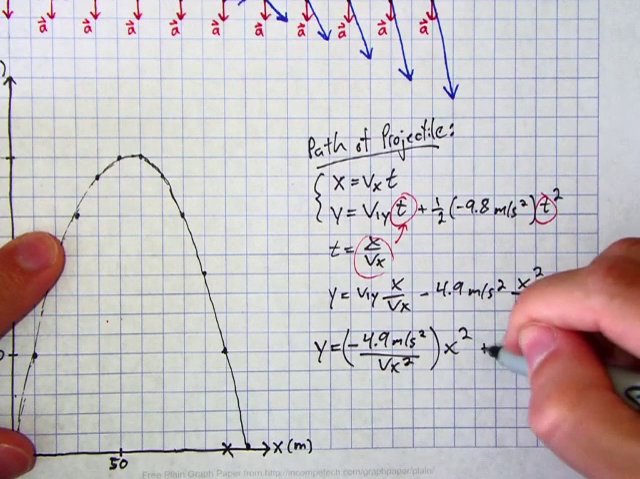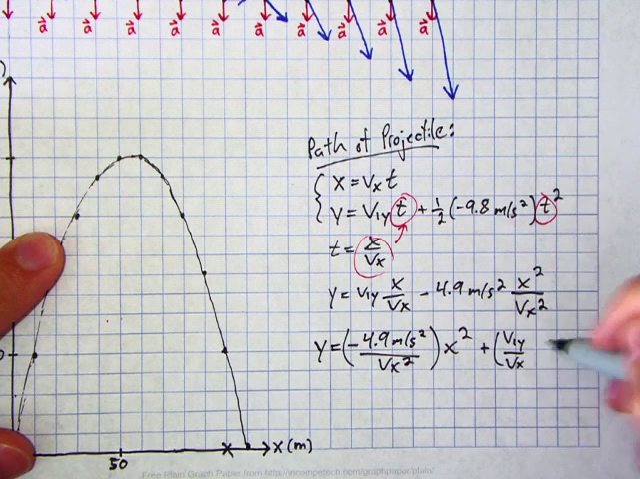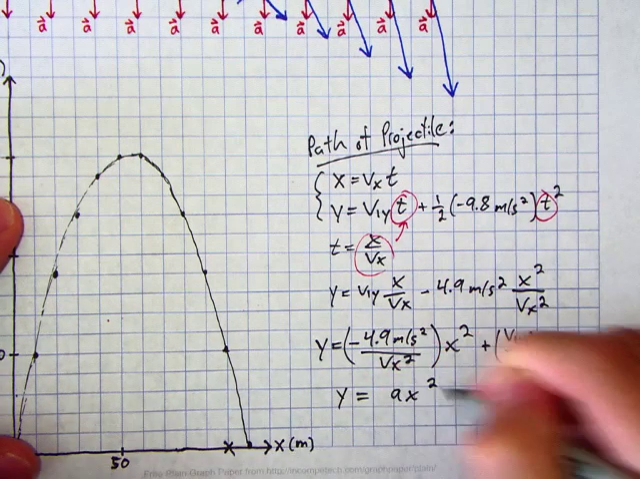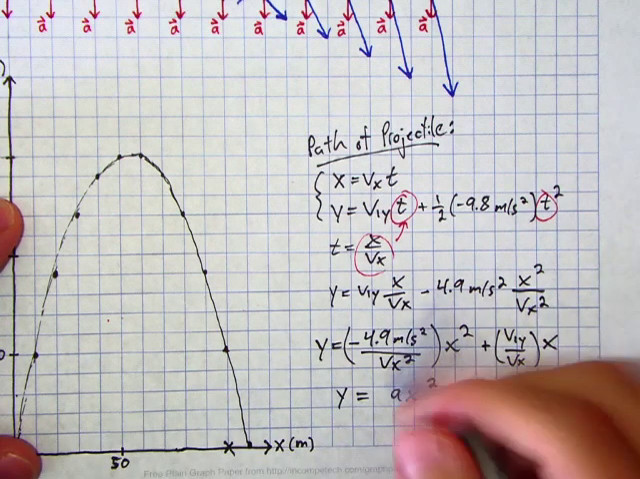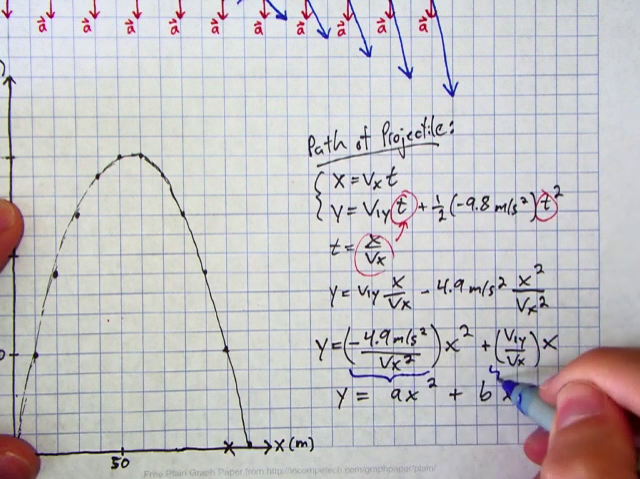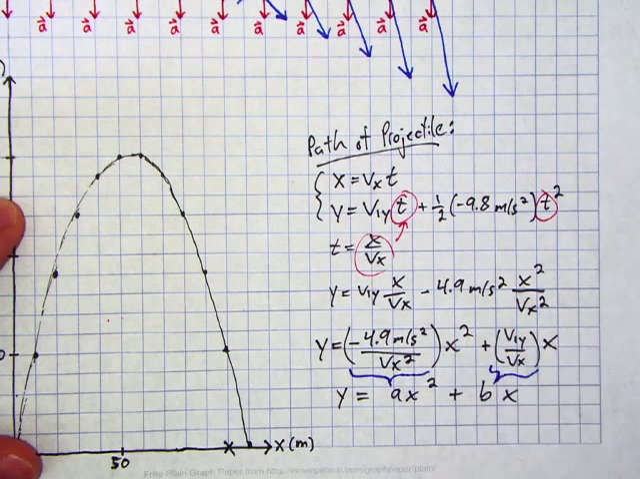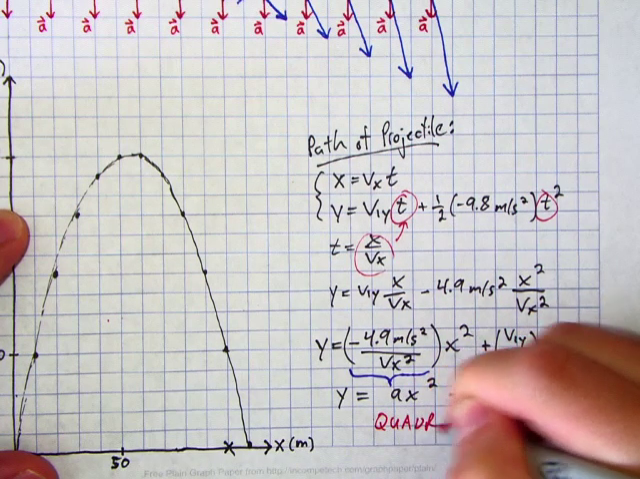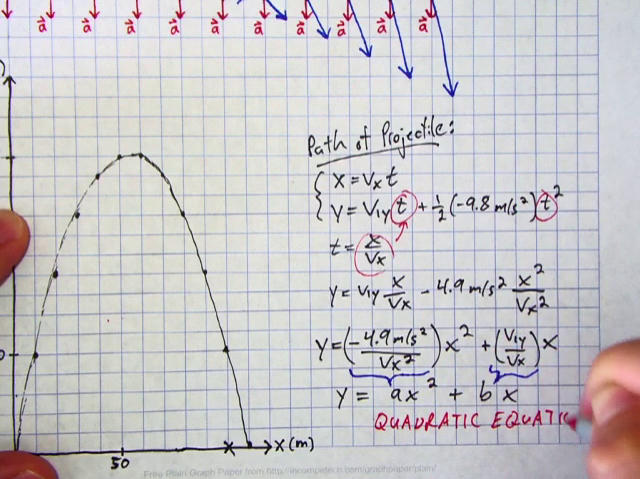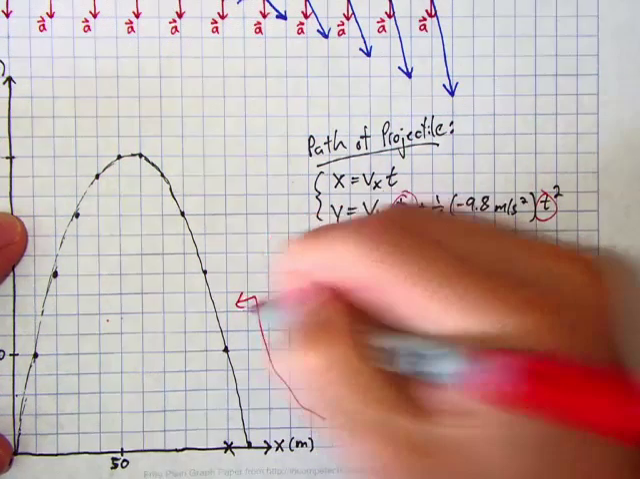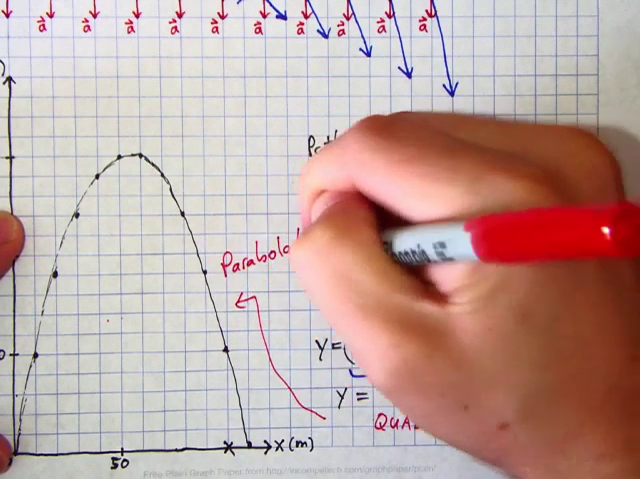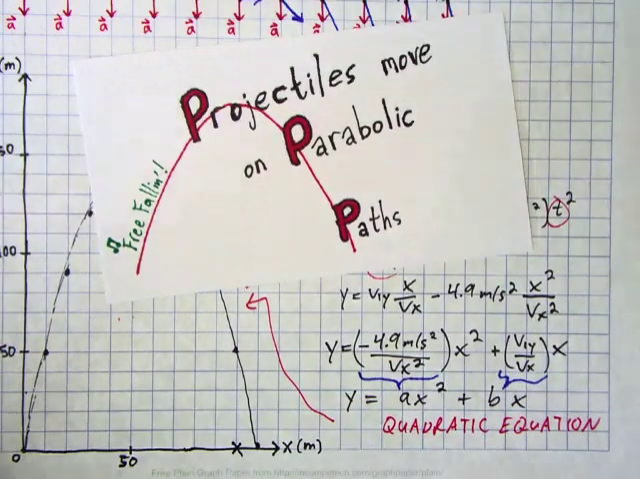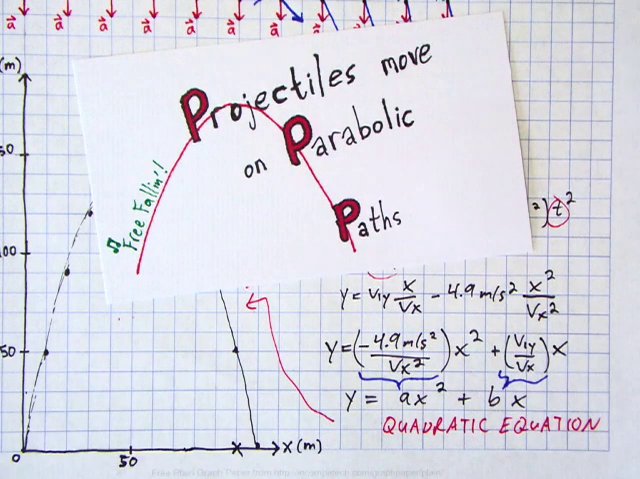And then this term becomes plus v1y over vx times x. This has the form y equals a x squared plus b times x, where this here is some constant a, and that there is your constant b. That, of course, is the equation of a parabola. That is a quadratic equation, which means that this shape here is, as it appears to be, a parabola. Lesson is that projectiles always move on parabolic paths. That's true for any projectile, no matter how we launch it.